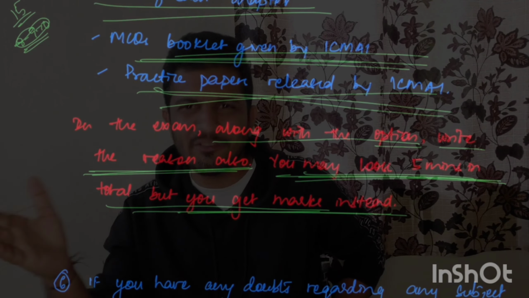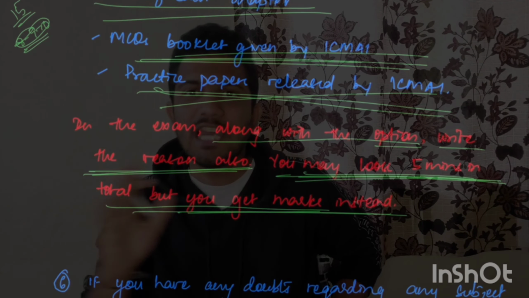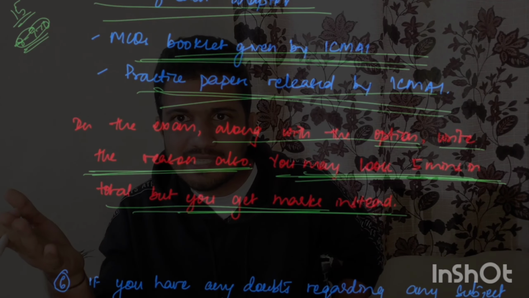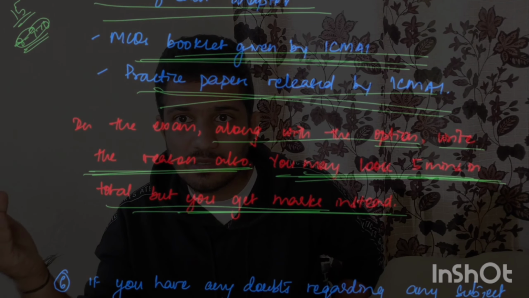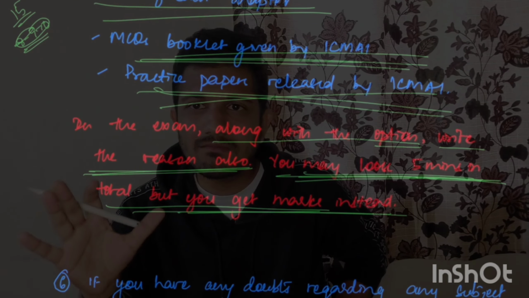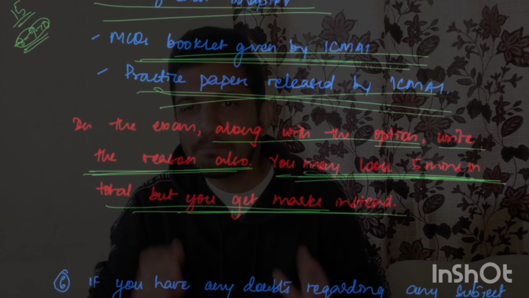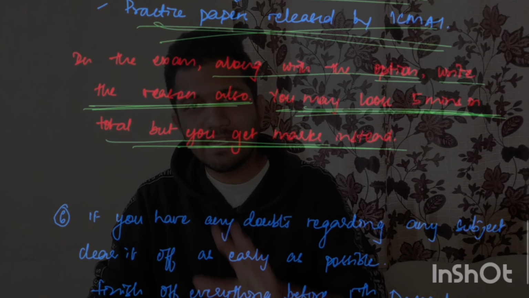So be at a safer place. If the reason is not required, the option is there. If it is required, you have written the reason also. So it's always better to play a safe game. Simple, play a safe game. That's it. Write the reason.